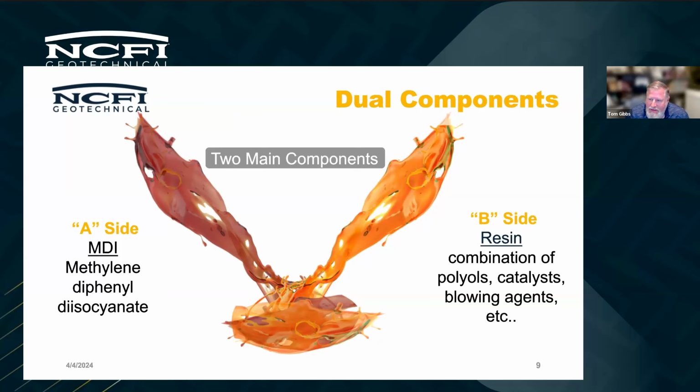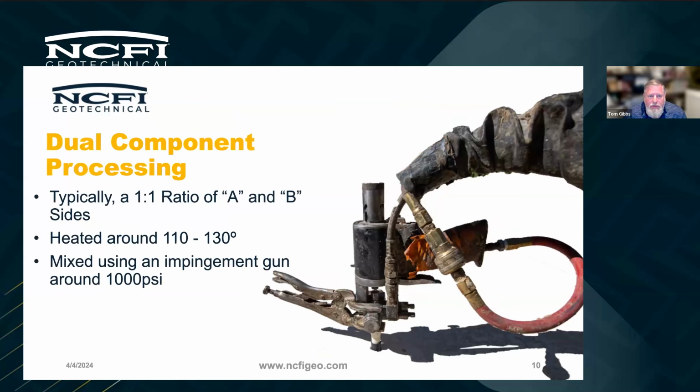The B side or resin is kind of where the magic happens. And that's a combination of polyols, catalysts, blowing agents, etc. With processing this, we use proportioners, guns that are specific to the industry. The proportioners both keep them on ratio as a 1-to-1 ratio, as well as heating the material up to around 110 is what we test at. You can adjust your speed slightly by turning it up a little or turning it down a little. Recommended processing is heated around 110 to 130. Mix using an impingement gun around 1,000 psi.